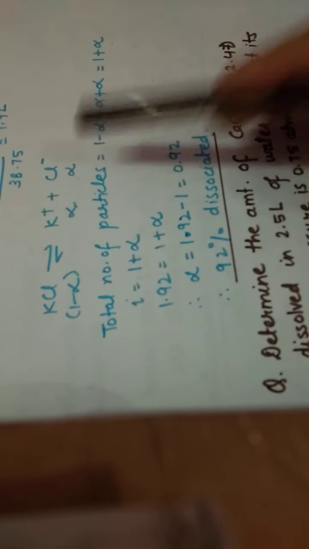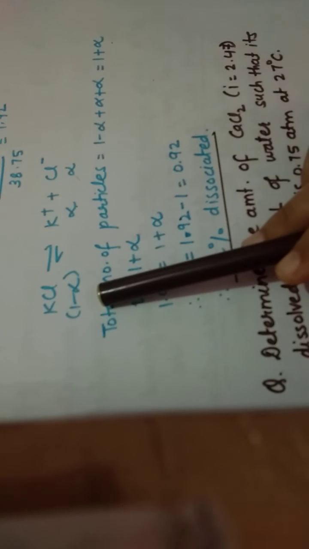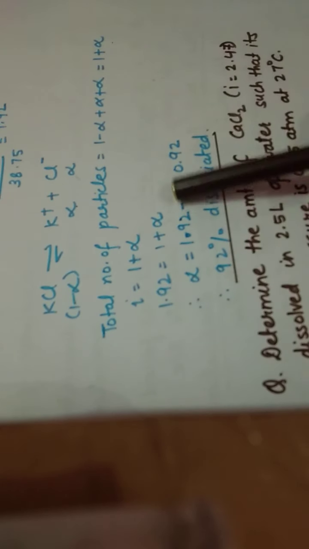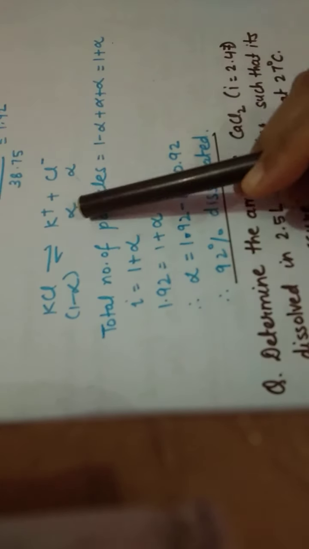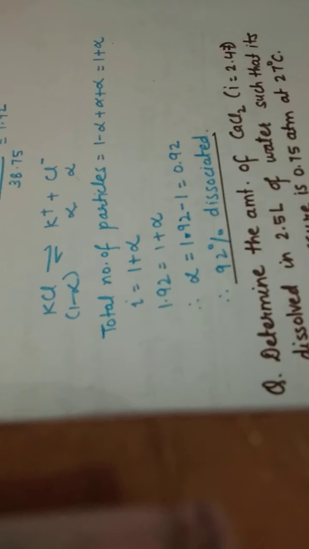Then we know that KCl is dissociated into K positive and Cl negative. So if it is alpha, then KCl will be 1 minus alpha. This we have already done in equilibrium. So the total number of particles will be this plus this plus this. It is coming out to be 1 plus alpha. It is equals to i. So i is equals to 1 plus alpha. After solving this, we got the value of alpha.